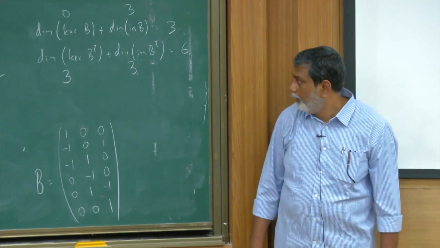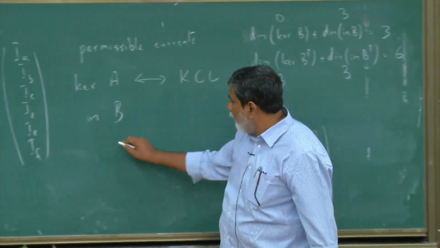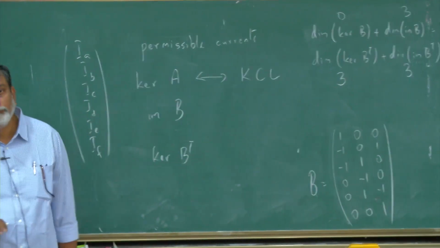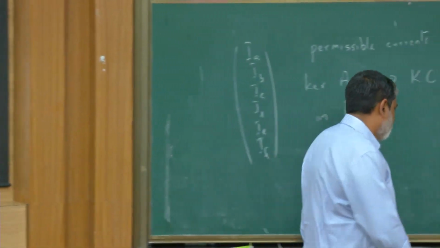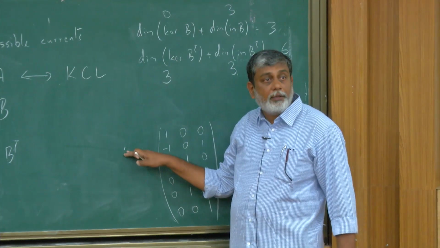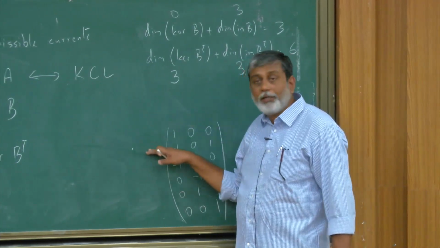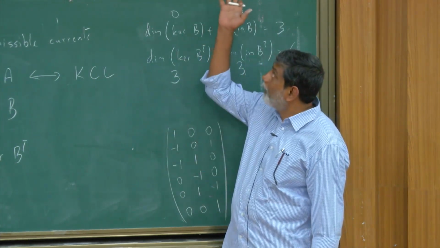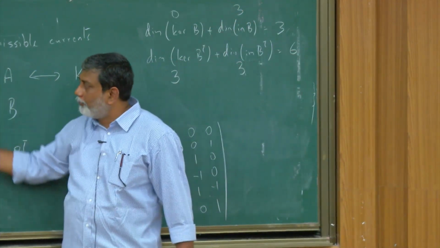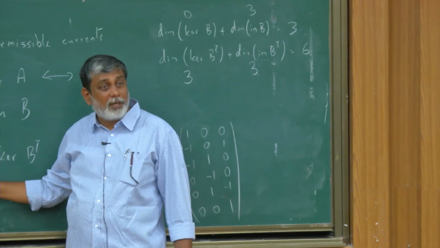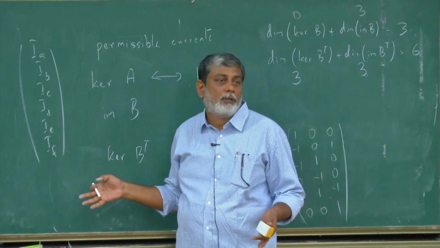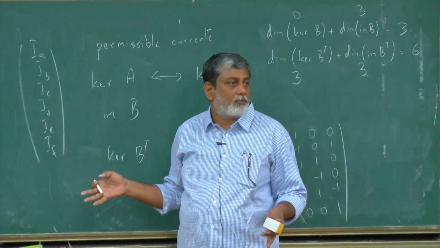What exactly is kernel of B transpose? So you have to multiply with a vector here, right? And the size of that vector is going to be 6. 6 is the number of branches here. Earlier we had looked at the 6-vector consisting of all currents in the various branches. So now let's look at a 6-vector consisting of voltage drops across the various branches.